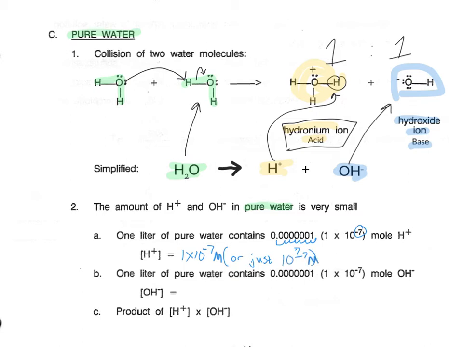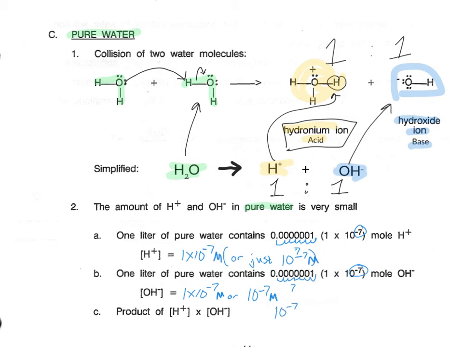Since we know the hydronium ion, and we know that every time water breaks, it makes one hydronium and one hydroxide in a 1-to-1 ratio, we know that there are 1 in every 10 million waters break into hydrogen and hydroxide. That is written as 1 times 10 to the negative 7 again, and our molarity of hydroxide is 1 times 10 to the negative 7, or just 10 to the negative 7.